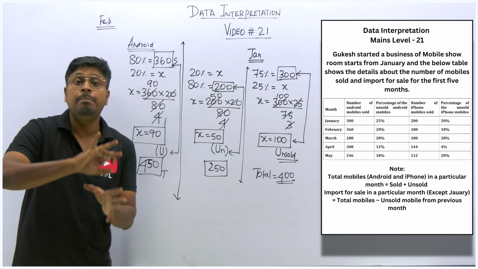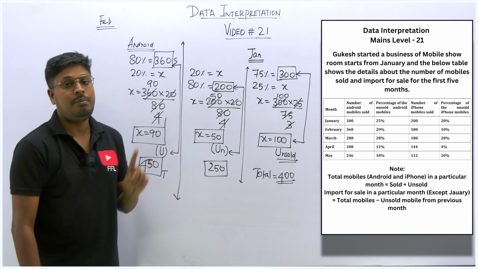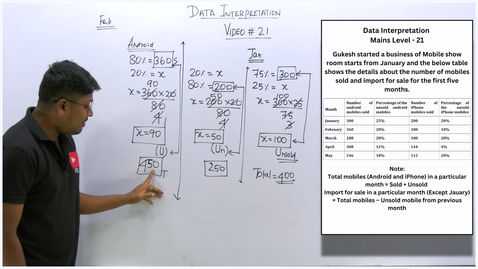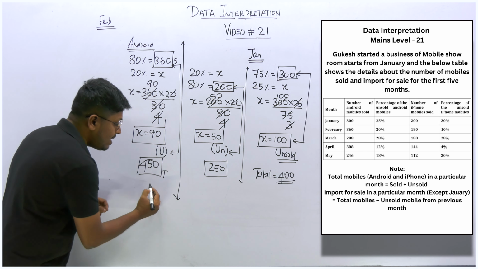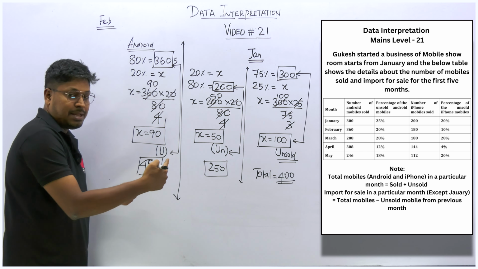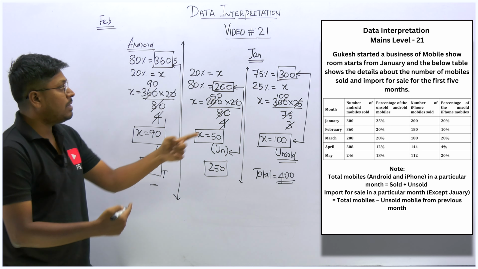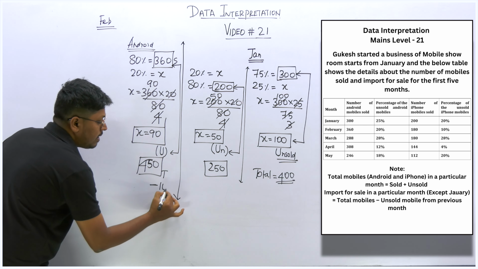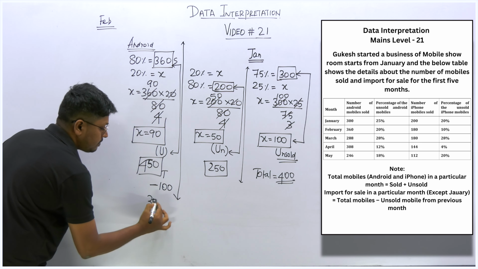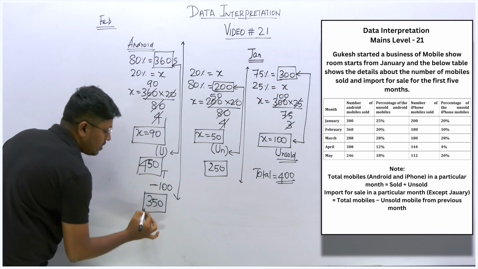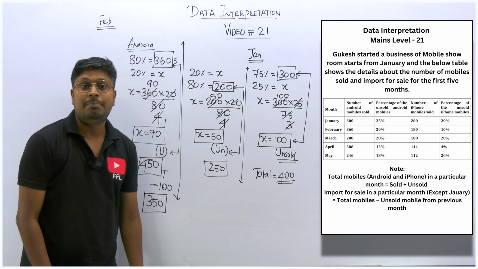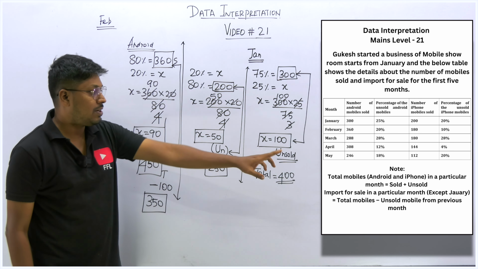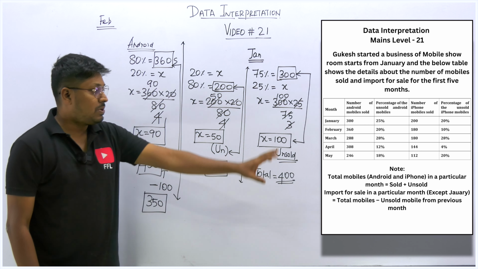And remember that, for import for sale, they have given one formula initially. So 450 is the total mobile phones available in the month of February, minus the previous month's unsold. So the previous month's Android mobile unsold is how much? 100. So once you subtract 100 here, it is 350. So 350 is the total mobile phones that is, in the month of February, the import for sale. So friends, understood or not? That is the concept, 350, right?